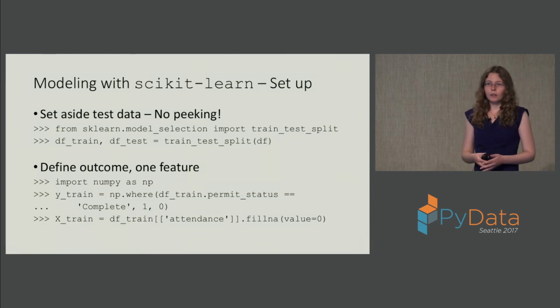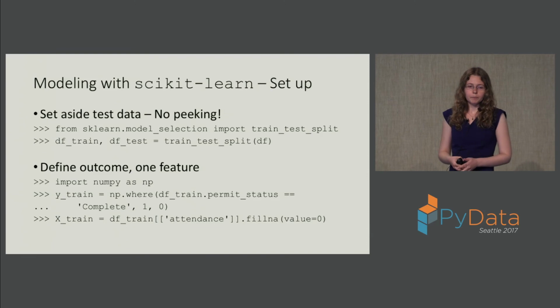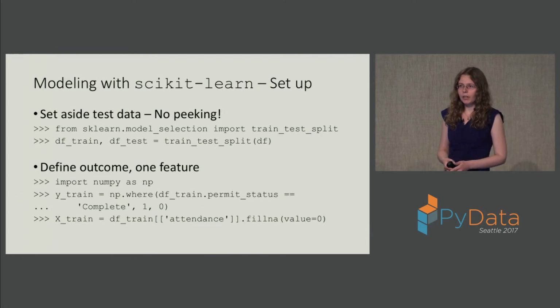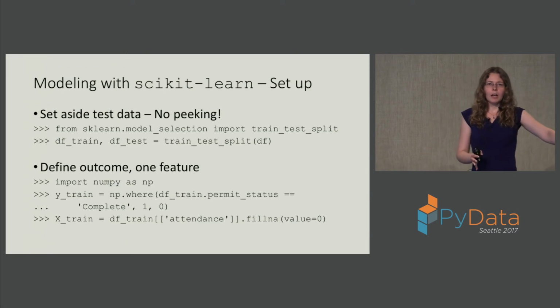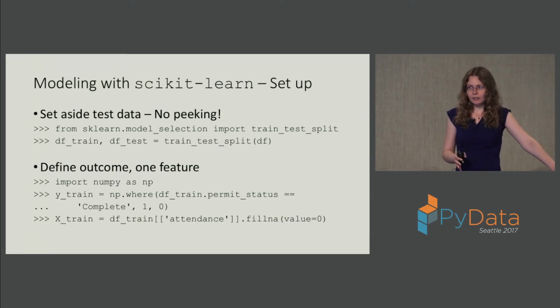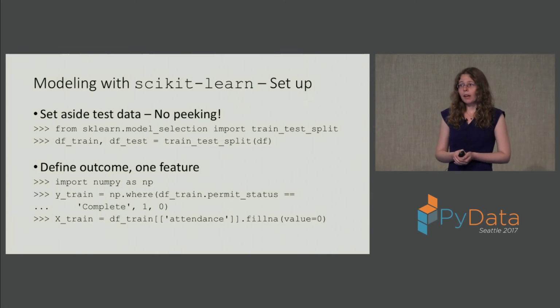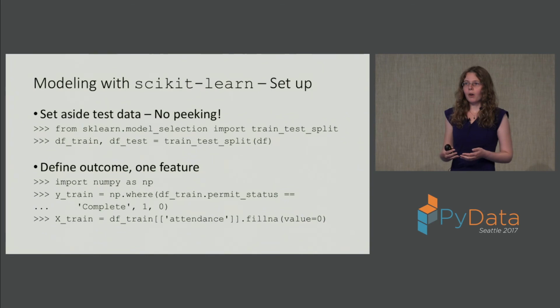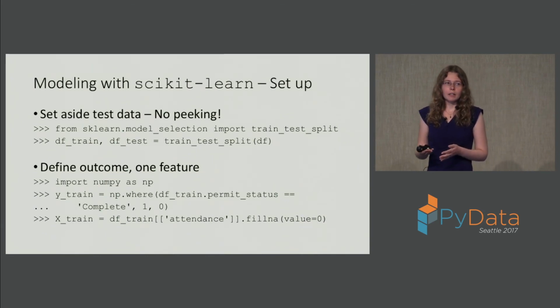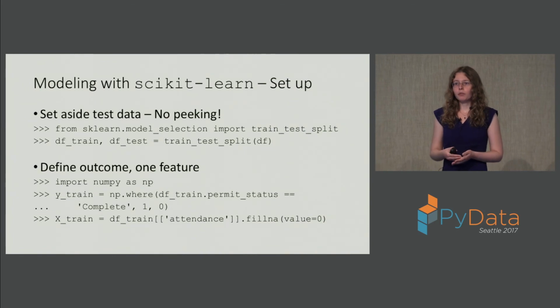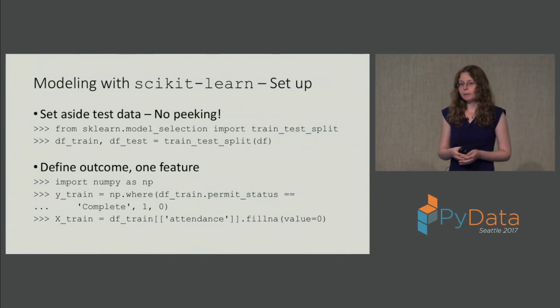So we use scikit-learn to do our predictive modeling. And the first step is to split apart your test and training data. And then set aside your test data and don't look at it until the end. This way, through the training process, we don't have to worry about contamination. And when we finally see the test data at the end, we'll know how the model performs on brand new data.